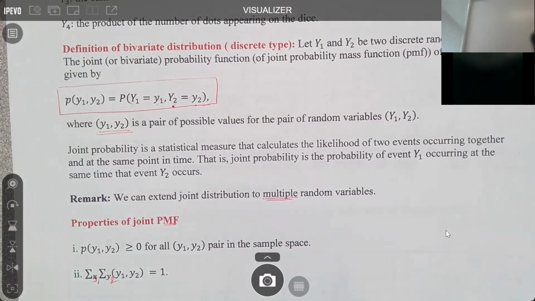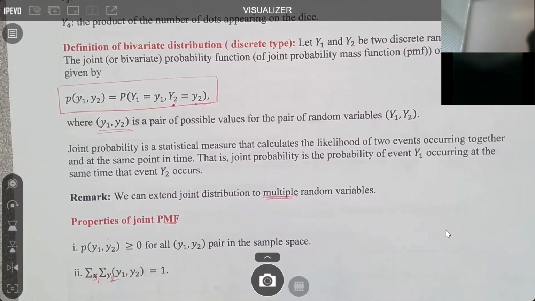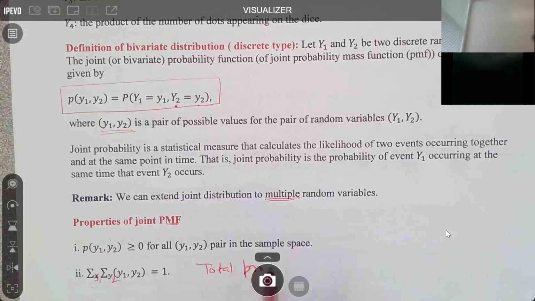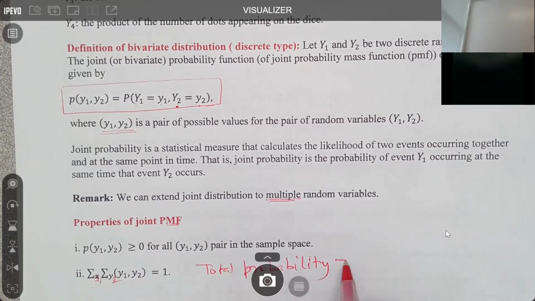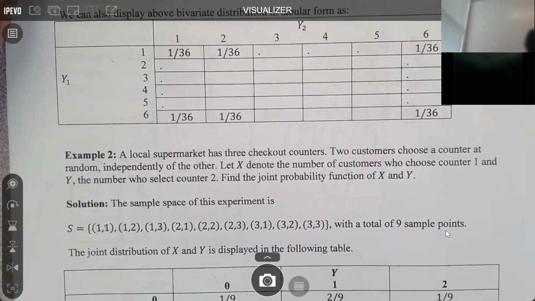Now it follows the properties: the probability has to be greater than or equal to 0, and the sum of the total probability equals 1. So up to here, it's not a big deal.